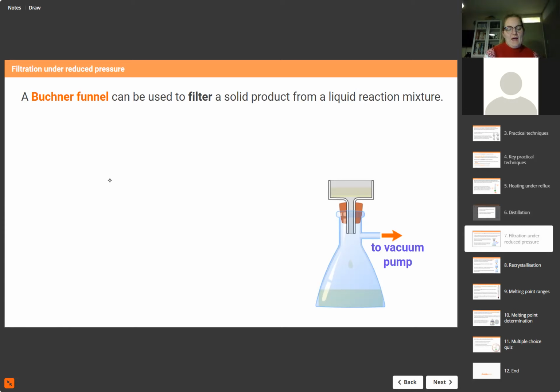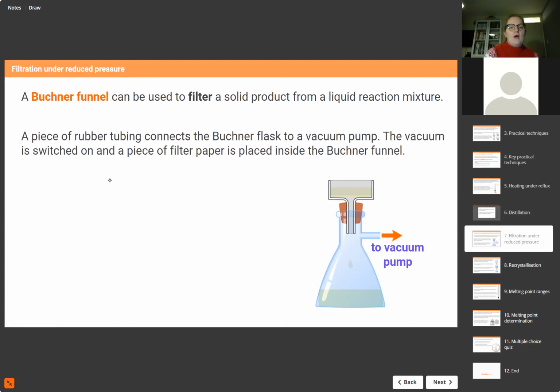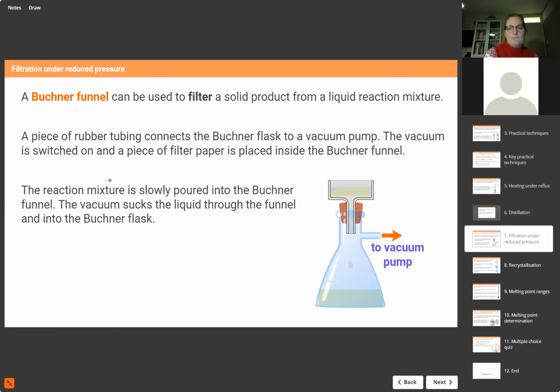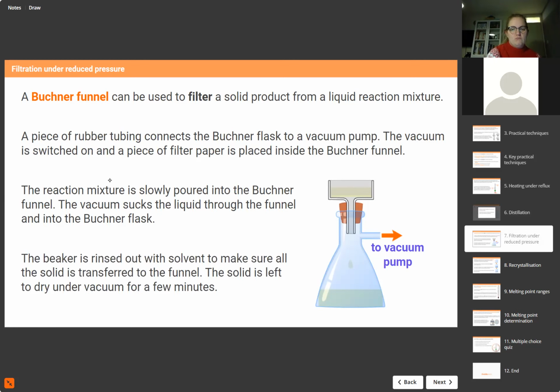So that's basically where a solid has formed from when we've reacted two liquids, but we've got some excess of liquid reaction mixture left. So what happens is a piece of rubber tubing connects the Buchner flask to a vacuum pump. The vacuum is switched on. So basically we've done the filtering and we've got that at the bottom, okay? And so the vacuum is switched on and a piece of filter paper is placed inside the Buchner funnel.